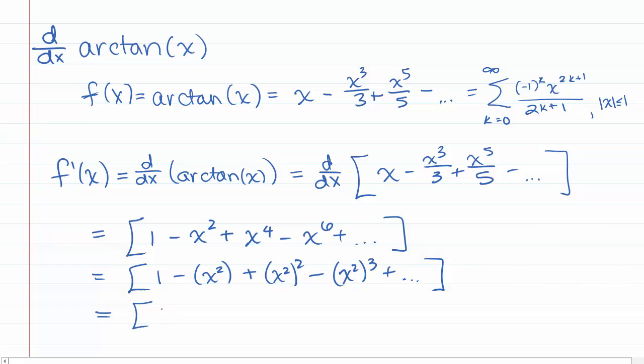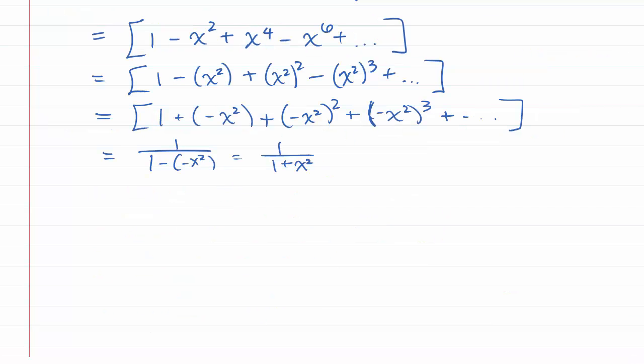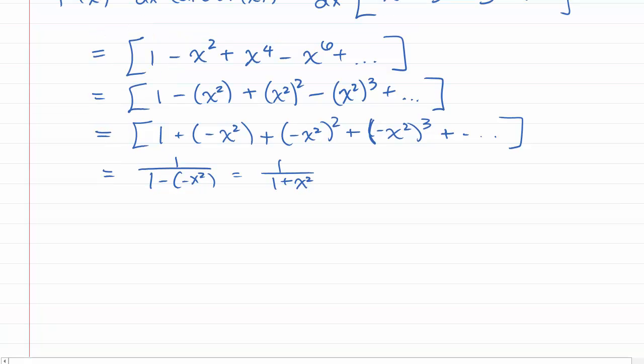Let's rewrite it one more time. 1 minus x squared plus x squared squared minus x squared cubed, written as 1 plus negative x squared plus negative x squared squared plus negative x squared cubed plus dot dot dot. Notice now that we get our alternating signs because that negative comes out whenever that's to an odd power. So now we can see our power series is just geometric. It's multiplying by negative x squared each time. So this is going to be equal to 1 over 1 minus negative x squared, which is 1 over 1 plus x squared, which is what we expected, right? That's the derivative of arctan. But you could see how you could use a similar technique to find derivatives of things you didn't already know.